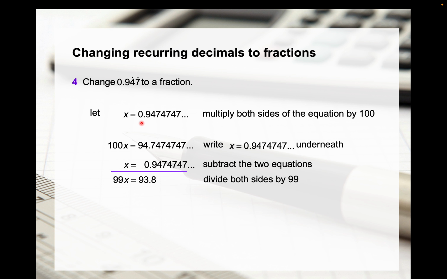93.8. So I'm going to divide both sides by 99, and multiply both numerator and denominator by 10, and that's going to give me 938 over 990. Then I'm going to simplify this further, and I'm going to have 469 over 495. So that means 0.947 recurring is 469 over 495.